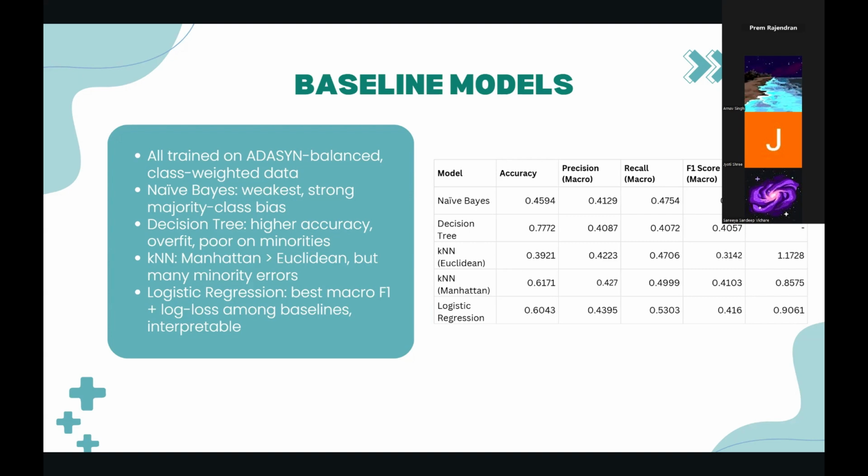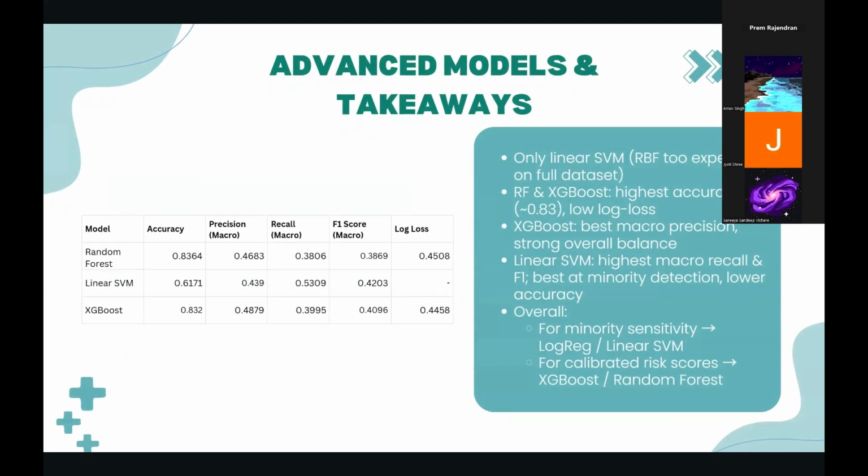Logistic regression was the strongest baseline that we established. It had the highest macro F1 as well as a lower log loss while remaining simple and interpretable, so we treated it as the reference point when moving on to more advanced models. In the next phase, in terms of advanced models, we moved to more expressive models such as random forests, XGBoost, and support vector machines using the linear kernel.